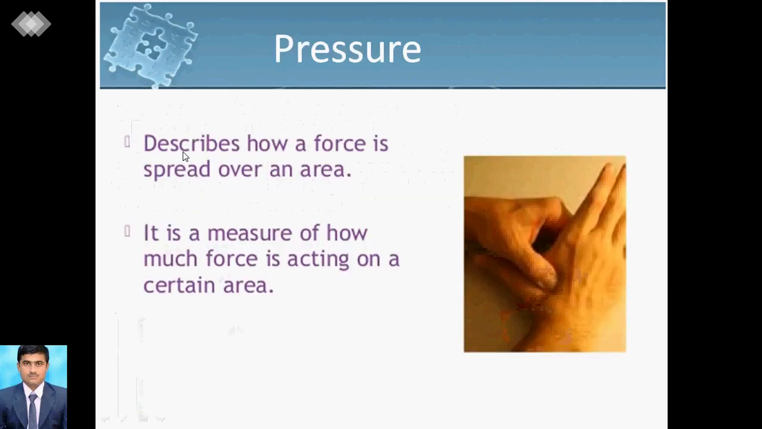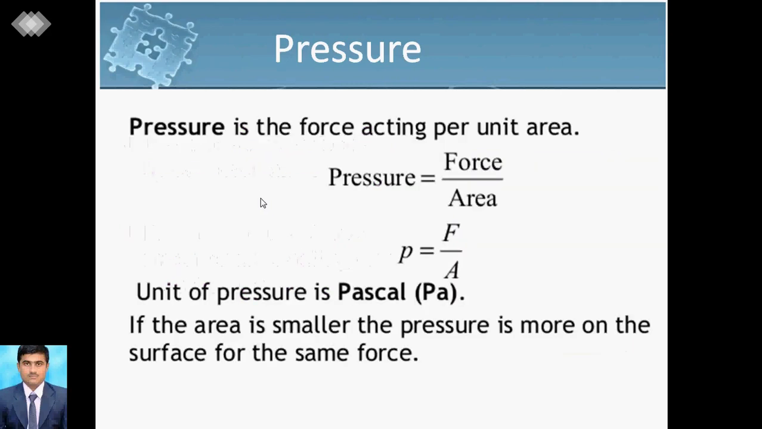The next term is pressure. As you know, pressure depends on the force and area. It is a measure of how much force is acting on a certain area. So pressure is nothing but the force acting per unit area. Mathematically we can write pressure is equal to force upon area, that is P is equal to F by A. The SI unit is Newton per meter square, because force is in Newton and area is in meter square.